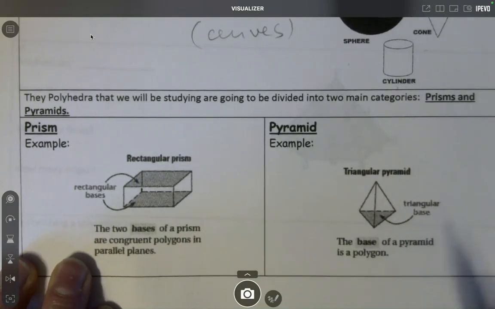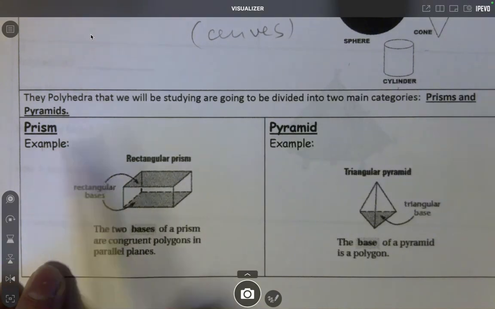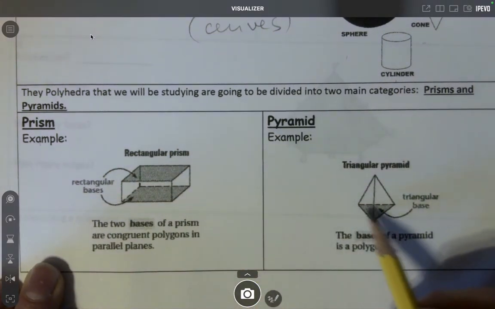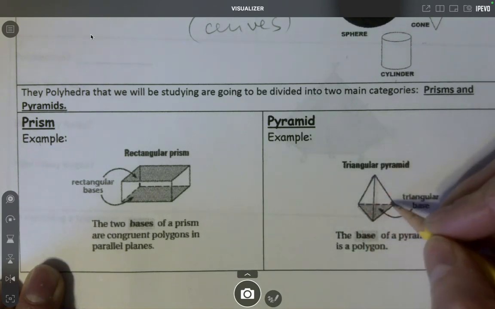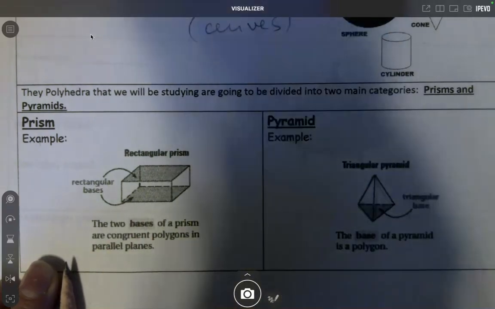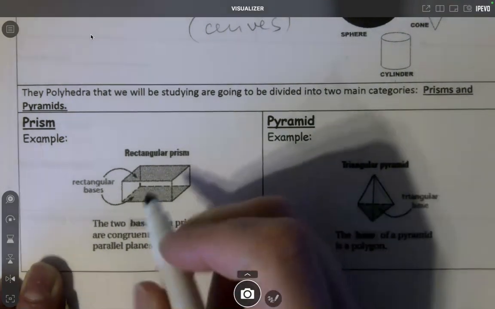The polyhedra that we're looking at are going to be prisms and then pyramids. So if we look at a pyramid, the pyramid has a base and then a point at the top, and they're all connected to that point. If we look at a prism, we've got two bases of some kind. And this is how you draw it too, right?